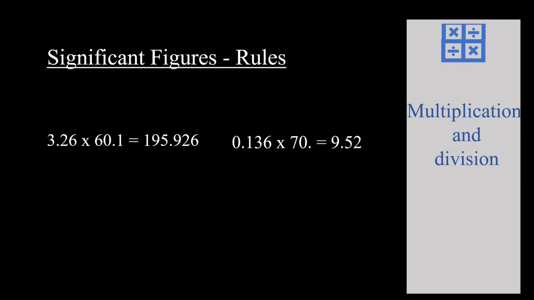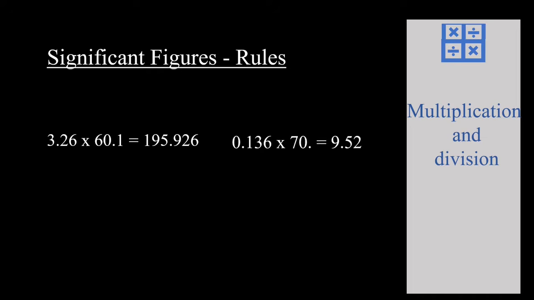Now, what if we are multiplying or dividing the two numbers? Here it is very simple. The number of significant figures in the final answer should equal the number of significant figures of the number that has the least. Okay, so in this example, of course, this result is obtained directly from the calculator.